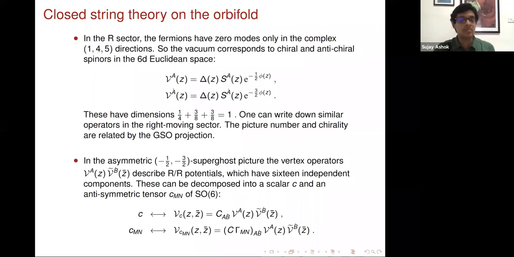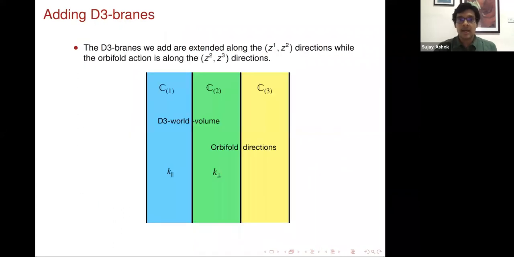Okay, so that's the spectrum of the twisted sectors of the closed string. Next, let's add D-branes. Again, I'll only consider fractional D-branes in this setup. The only thing to keep in mind from the earlier case is that the D-brane is partially extended along the orbifold.